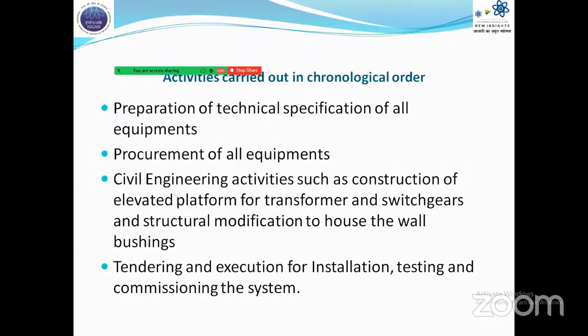And the activities were carried out in chronological order. Actually, we cannot install or plan the works in a random manner. It has to be executed in a sequential manner only. First, the preparation of technical specification of all equipments, then procurement activities. In parallel, we initiated the civil engineering activities such as the construction of the elevated platform for transformer and switchgears, and the structural modification to house the wall bushings, and tendering and execution for installing, testing, and commissioning the system.